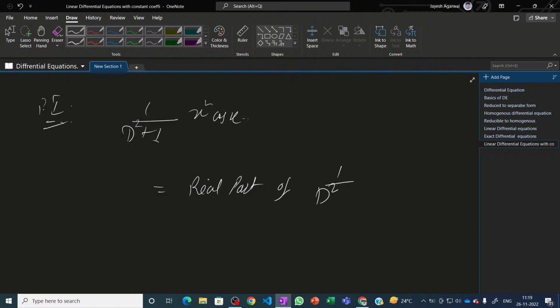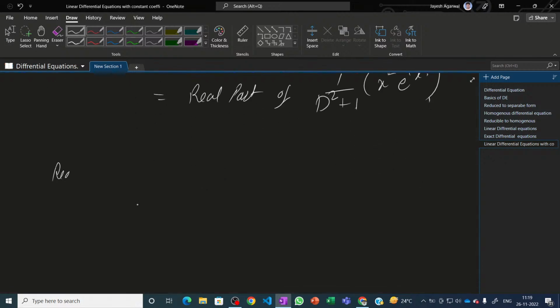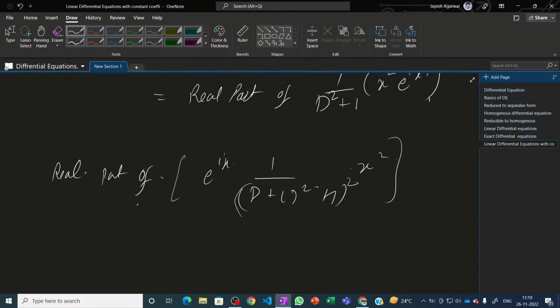So then this would be 1 upon (D square plus 1) times x square e raised to power iota x. Then the real part of this whole equation we could solve separately, then we will merge. So the real part of e raised to power iota x, 1 upon (D plus iota) whole square plus 1, times x square.